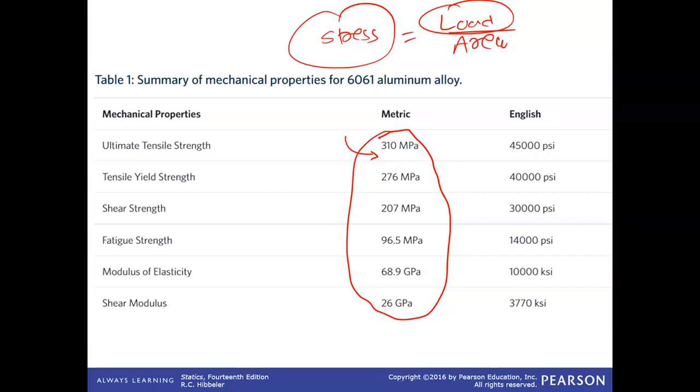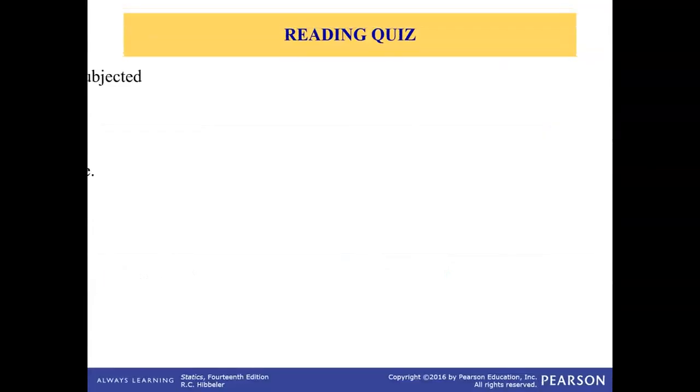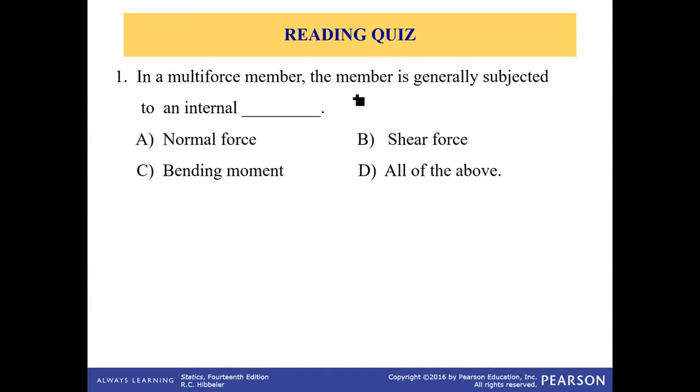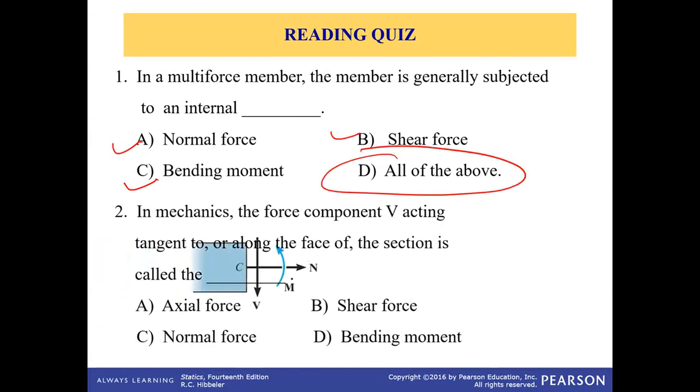So this is what engineers do. They calculate the internal load, divide it by area, calculate the stress, and make sure that the stress is within the limit. If it is not within the limit, then extra supporting members are required to be added. In a multi-force member, the member is generally subjected to an internal normal force, shear force, and bending moment, all of them. So the correct answer is all of the above.